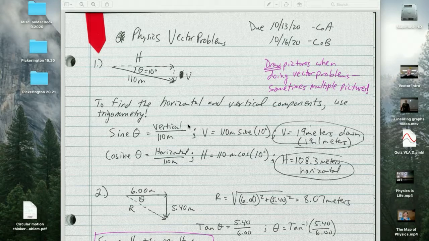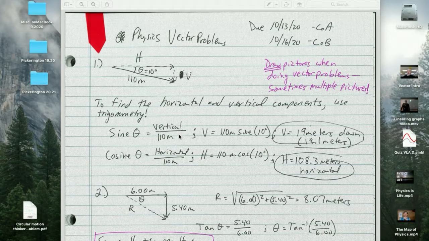And again, I think a couple of them are probably pretty straightforward. Others may not be. So when I look at number one, it said a submarine was diving at 10 degrees below the horizontal, and you wanted to find the horizontal and vertical components. So you do need to be in degree mode for this with your trigonometry to make sure things go well, and you do want to draw pictures.